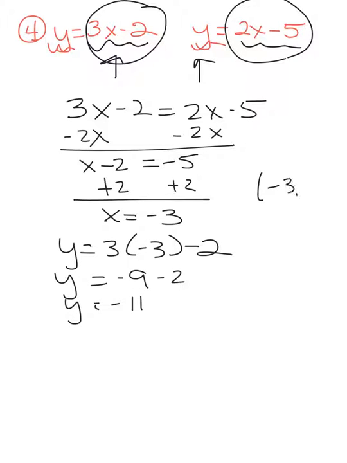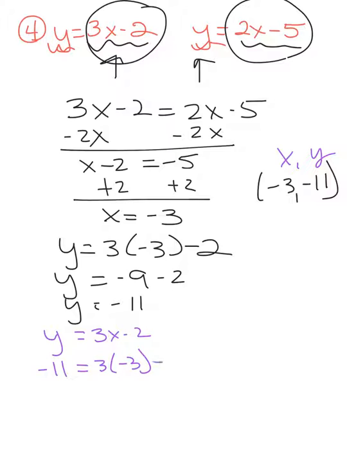So it looks like my solution to my linear system is negative 3 and negative 11. So again, though, we'll double check it. So my first equation, I have y is equal to 3x minus 2. So I'll substitute, again, here's my values for x and y. So I get negative 11 is equal to 3 times negative 3 minus 2. Negative 11 is equal to negative 9 minus 2, which is correct.